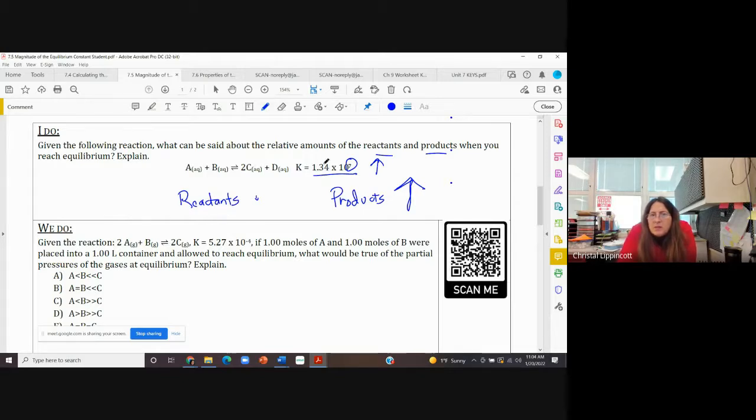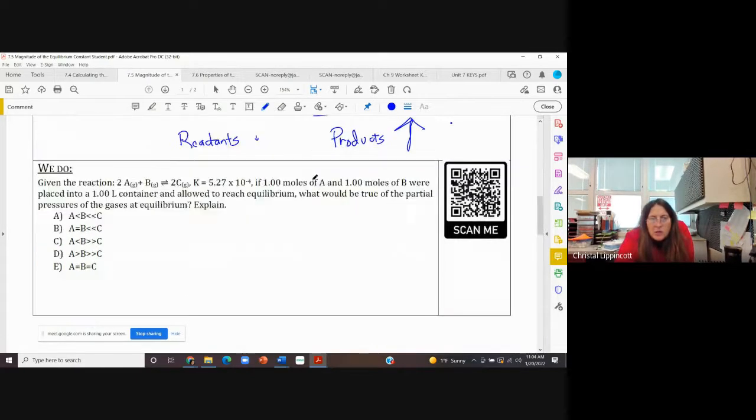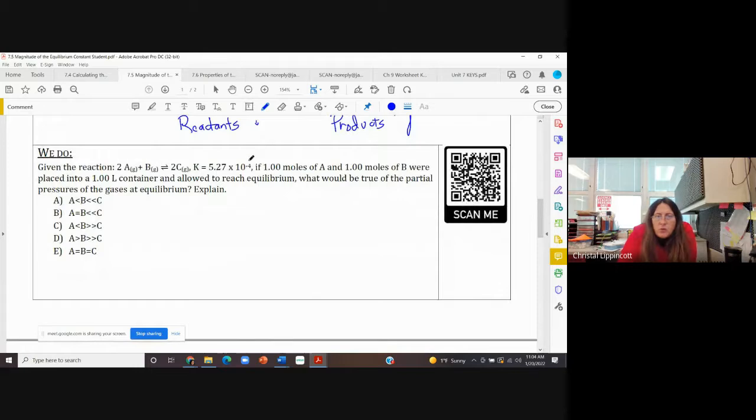Does that make sense? If you just visually look at this, does that make sense? Okay. Now, what do you see about this value? This one's small. So that means what's going to be favored?